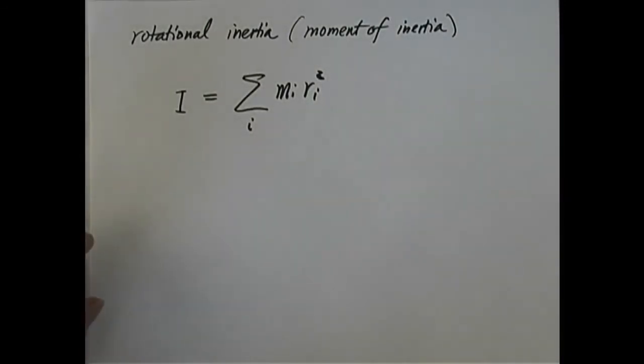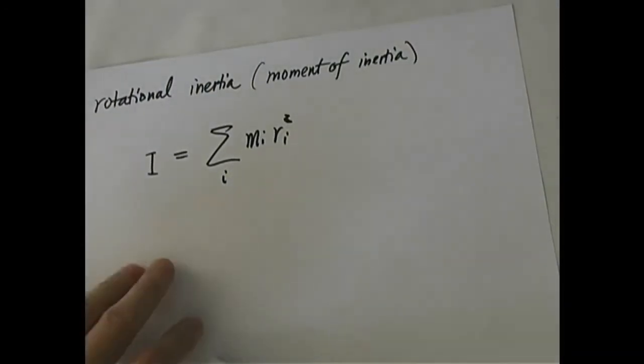Let's see how we can calculate I. We're going to look at two different cases. One is where the object is made of a whole bunch of discrete point masses. The other is a more common case, where the object is made of a continuous distribution of mass. So, here is our first case.